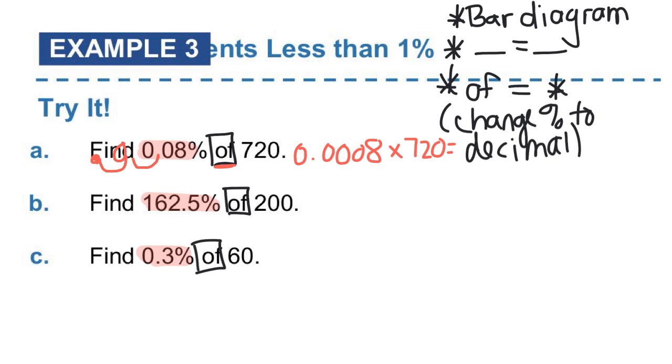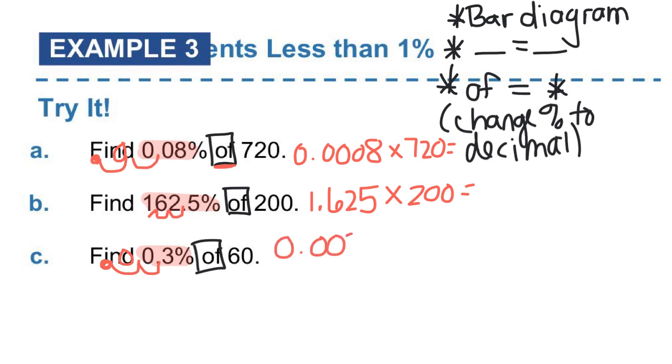So on the second one, move your decimal 1, 2 places. You're going to plop it down right between the 1 and the 6. Of means to multiply, 200. On the third one, take that decimal and move it once, put a 0, twice, and plop it down, 0.003 times of 60. All right, would you stop me, please, and go ahead and work these out, and then come back for checking.